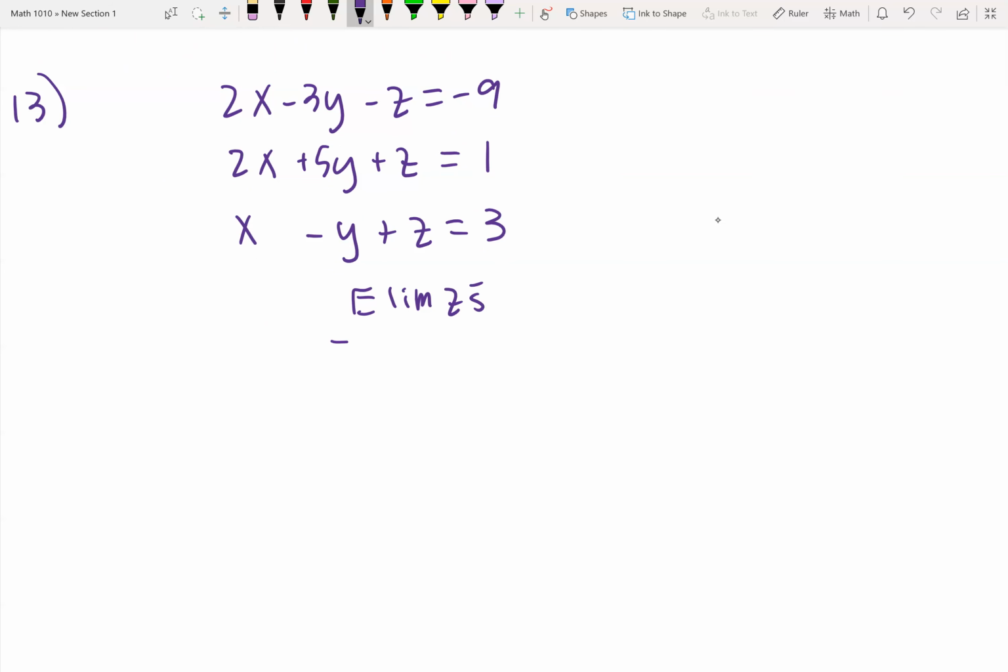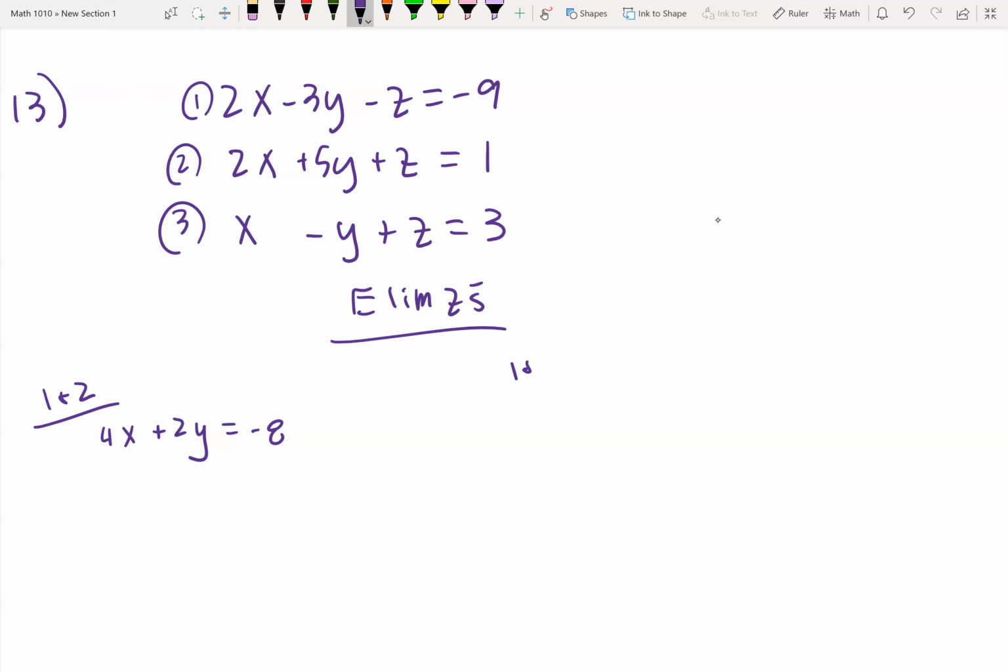Okay, so I'm going to eliminate the z's. I'm going to do it twice, one on the right and one on the left. So if this is equation 1 and 2 and 3, the first thing I'm going to do is take 1 and 2 and add them together, and my z's will go away. So that gives me 4x plus 2y equals negative 8. Eliminate the z's again. I'm now going to use 1 and 3, and add those together, and I get 3x minus 4y equals negative 6.